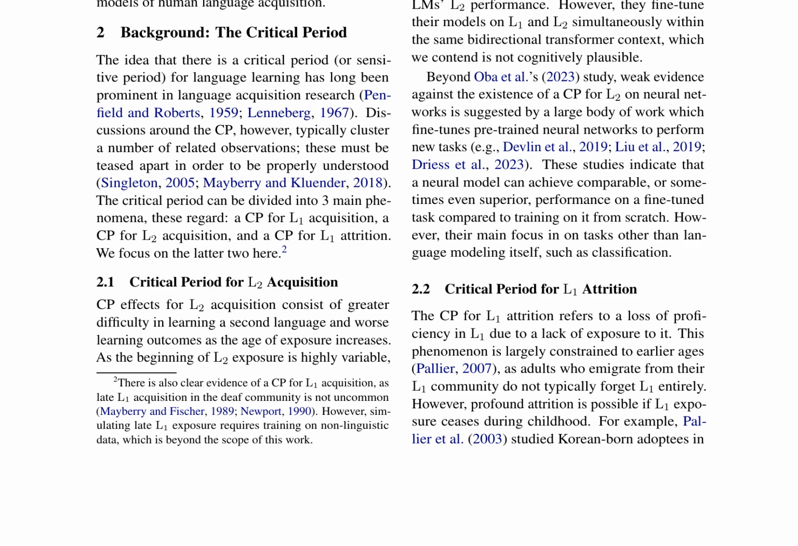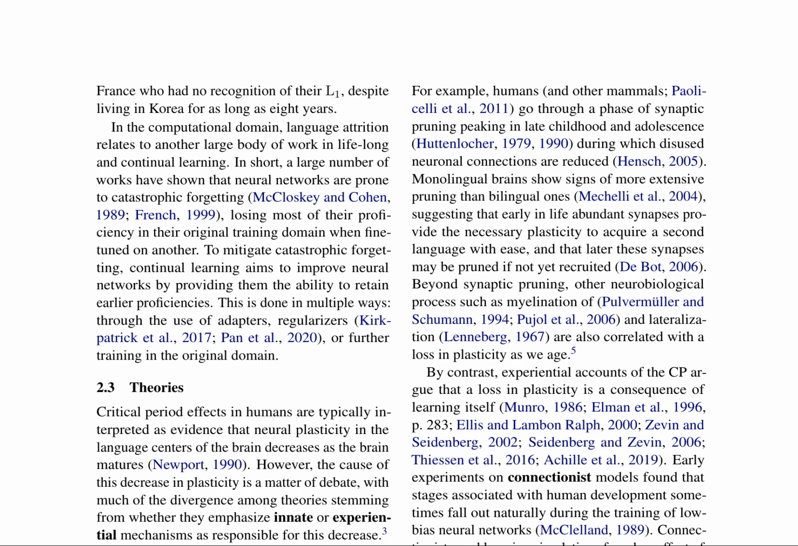By reverse engineering CP effects, the results provide insights into the mechanisms underlying human language acquisition, shedding light on the statistical learner and biologically programmed developmental stage hypotheses. Language attrition, the phenomenon where individuals lose proficiency in their native language despite extended stays in foreign countries, shares parallels with catastrophic forgetting in neural networks. In neural networks, fine-tuning on a new domain leads to a loss of proficiency in the original training domain.